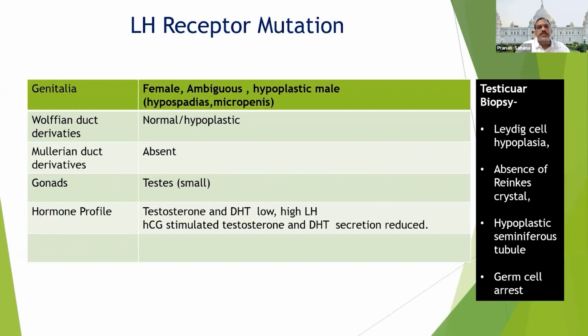Next is LH receptor mutation. If there is mutation in the LH receptor, the Leydig cell will be unresponsive to the endogenous LH. As a result, there will be Leydig cell hypoplasia, which can lead to either female phenotype or sexual ambiguity, or hypoplastic male. Wolffian duct can be normal or hypoplastic. Mullerian duct are usually absent. Testes are present but small. So there will be testosterone and DHT which is low, and high LH level because of the LH resistance.